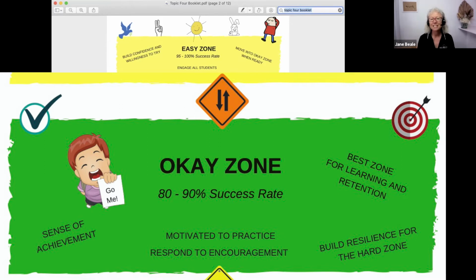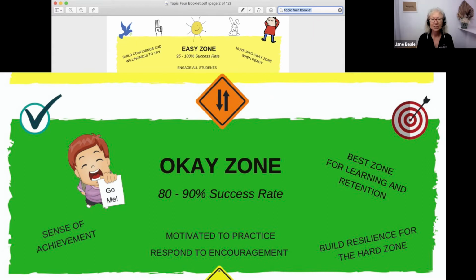That means you need to let them start in the easy zone and feel that success, take them into the okay zone where they go, yep, I can, but there's a sense of achievement because every now and then it's a bit hard, and that makes it all the more special when they do get it right and they get the tick. And so the green zone is the place which we know as speech pathologists is the best learning zone. It's the best place to learn and retain.